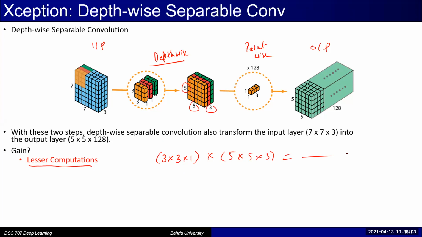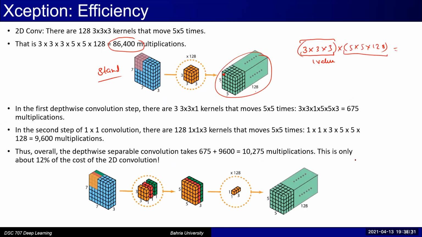So this is basically the number of multiplications you have in the first step. Now, in the second step, in order to compute one value, what is the size of the filter? 1 cross 1 cross 3. And how many values are you computing? 5 cross 5 cross 128. Again, you can find it would be some number, and you just add them together, so you will get the total number of multiplications in this case.